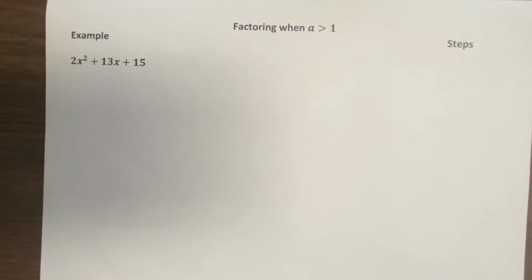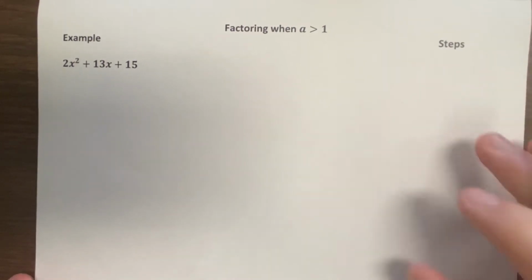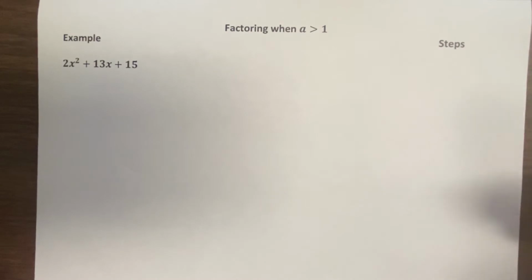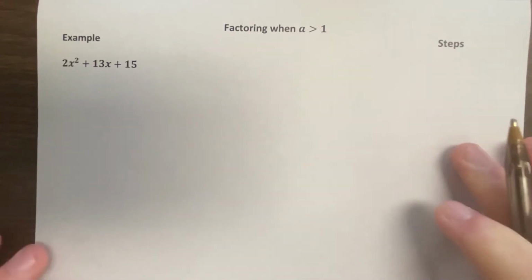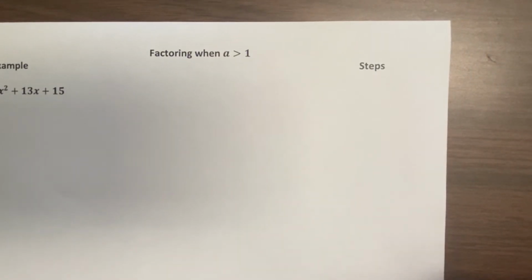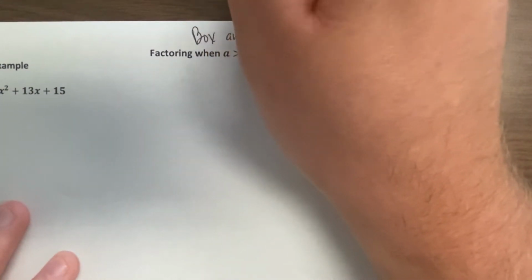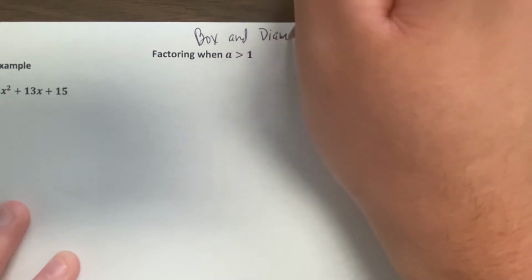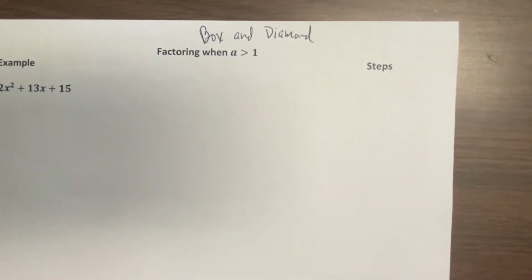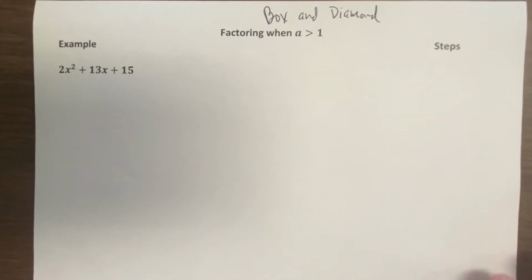So we're going to go through a couple examples here, and on the right, I'm going to list out the steps involved as we go. The strategy that I'm going to show you today to factor these a values bigger than 1 is the box and the diamond. This strategy is more traditional, what you probably did in your Algebra 1 class, utilizing the diamond, but now we throw in that box that I'm sure you remember from previous classes.